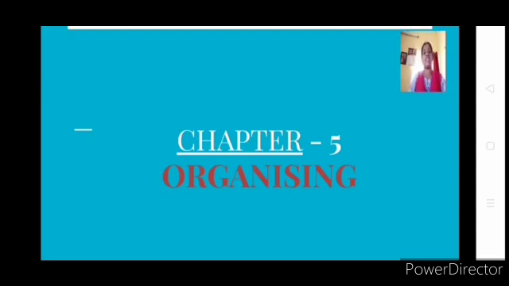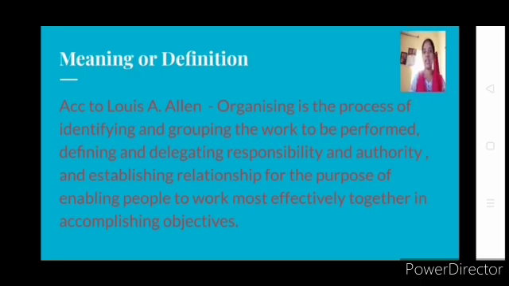In last class, we started with the meaning of organizing, and there we understood it is a process which includes different tasks like identifying and grouping similar activities, defining and delegating both responsibility. Whenever I give responsibility to someone, I also give some authority. Then establishing relationships among those, that is superior and subordinate relationships, so that everyone knows from whom I have to receive orders and to whom I am accountable, right? All these things are done through organizing in order to achieve organizational goals more effectively and efficiently.